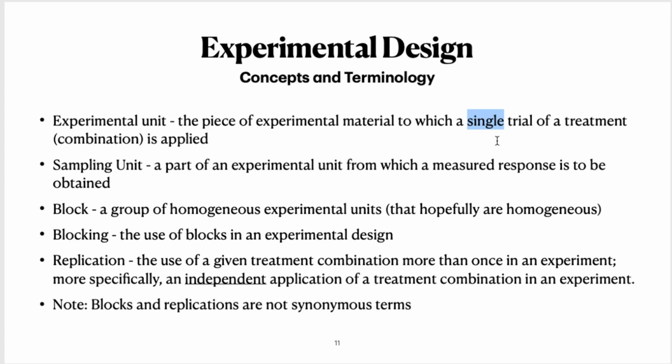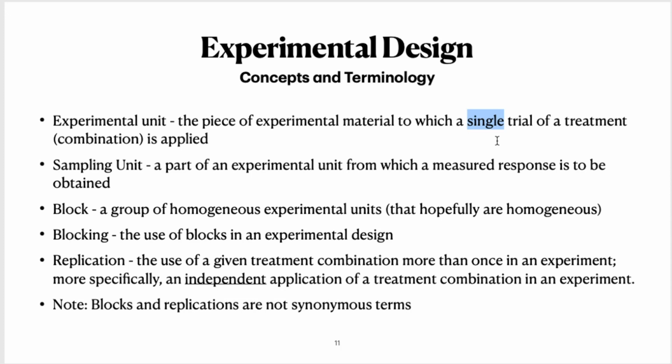Now, associated with an experimental unit, and similar to it, but potentially different, is what is called the sampling unit. This is a part of the experimental unit from which a measured response is to be obtained. Sometimes the sampling unit is the same as the experimental unit, but sometimes the sampling unit is a fraction of or subset of the experimental unit. In fact, sometimes researchers will take an experimental unit and partition it into two or more sampling units, and then sample from each of the sampling units.